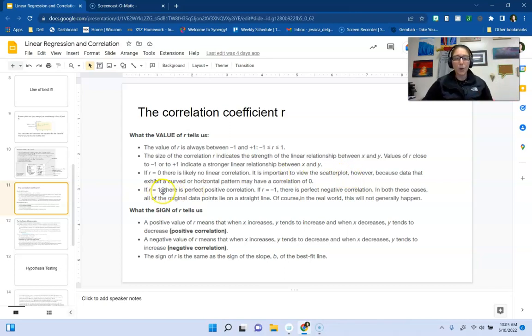R equal to 1 is a super, super strong positive relationship. R equal to -1 is a super, super strong and perfect negative correlation. You almost always in real life will never get a +1 or a -1.